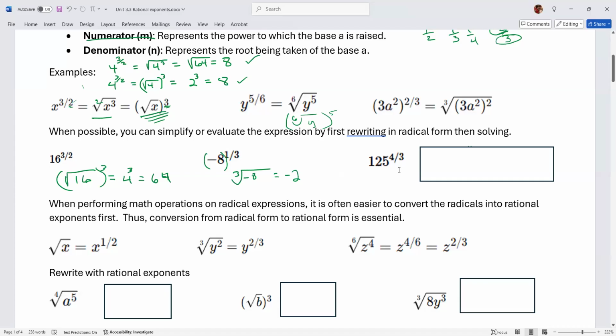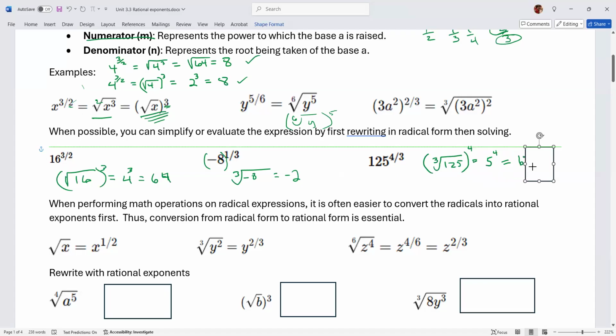And then 125 raised to the 4/3, that means I'm taking the cube root of 125 and then I will raise it to the fourth power. Cube root of 125 is 5, 5 to the fourth is 625. Okay.